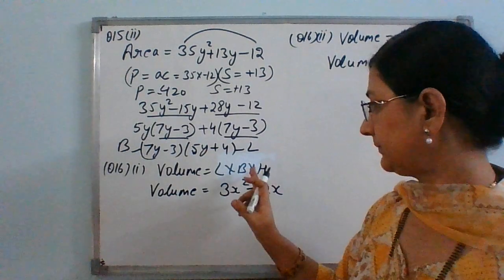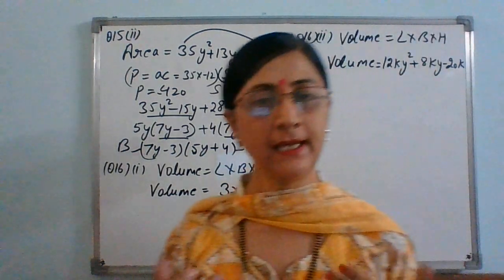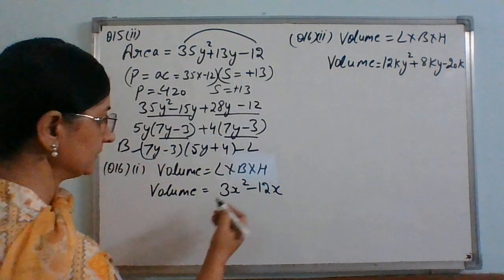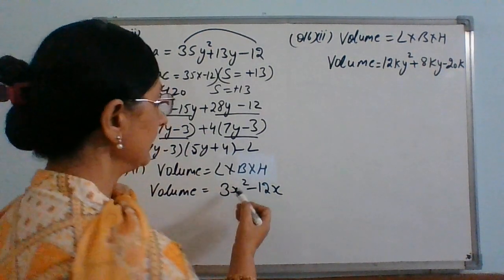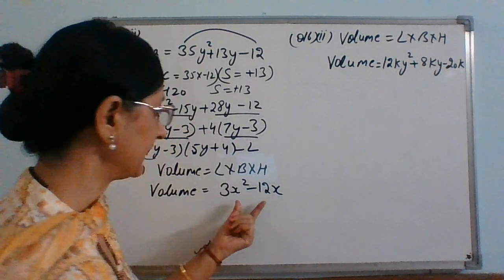So one will be length, one other will be breadth, and the third one will be the height. Now let us see what we can do here. We have only two terms. It is quadratic. We can't do the splitting here. There are only two terms.